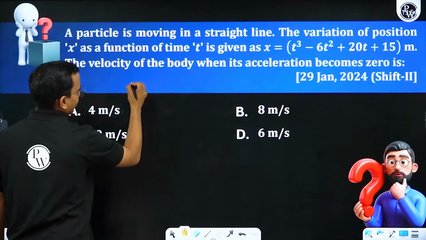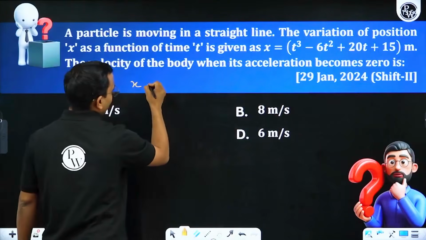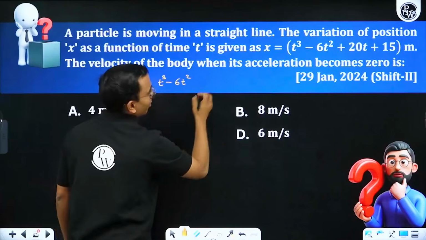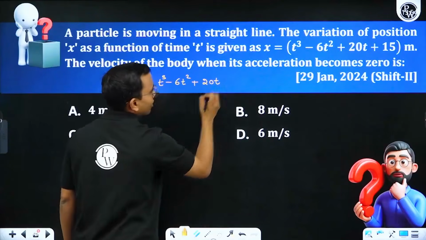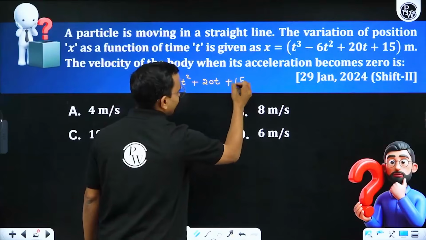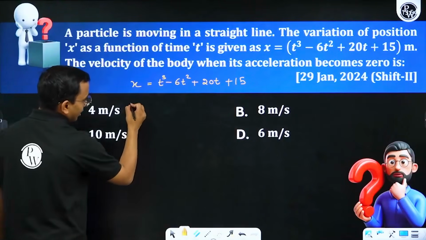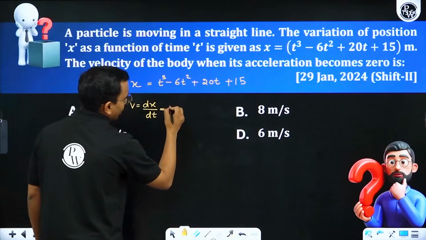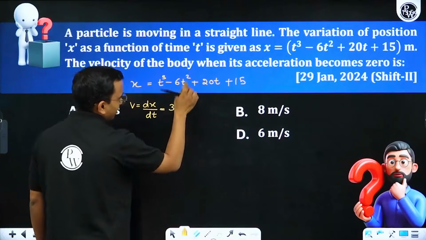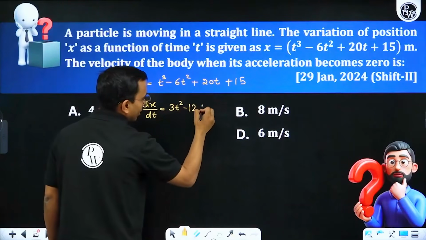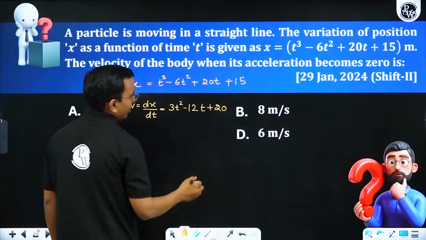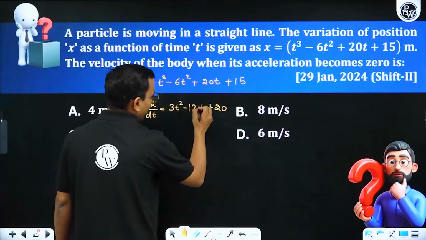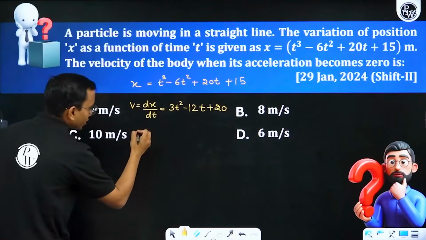So x is t cube minus 6t square plus 20t plus 15. This is my x. Now if I write velocity, differentiate each term. What it will become: 3t square minus 6 into 2, 12t, plus differentiation of 20t is 20, differentiation of 15, that is constant, is 0. This becomes my velocity expression. From here again differentiate to find acceleration.